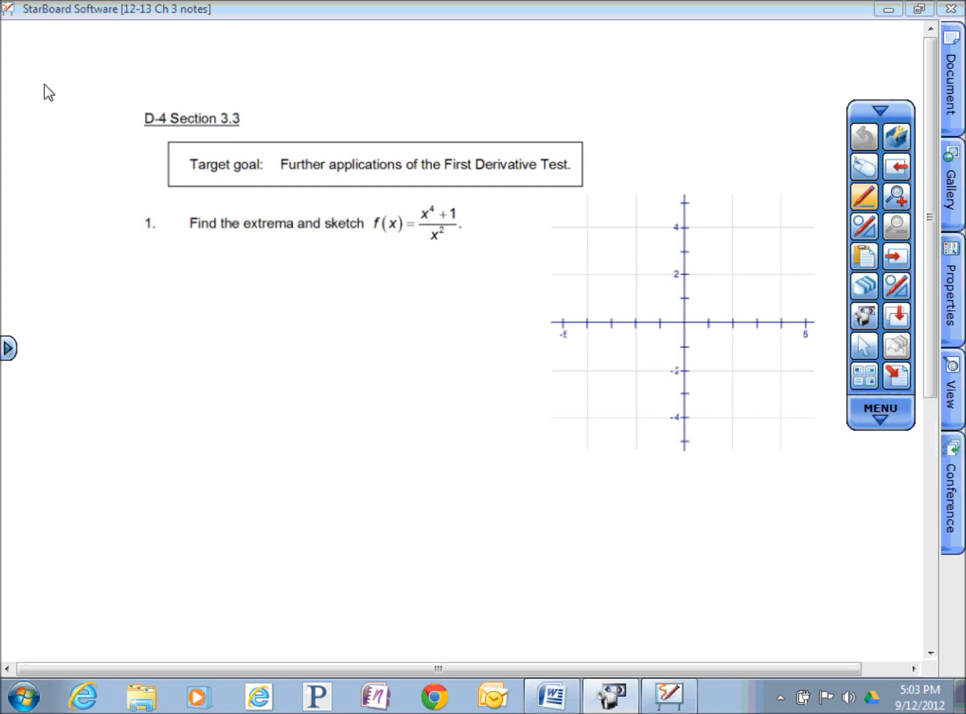Fourth day of Chapter 3. Here we are with some more 3.3, and we're trying to do more with this first derivative test from yesterday. And remember, the first derivative test is going to help us find relative extrema. That's supposed to be the idea.